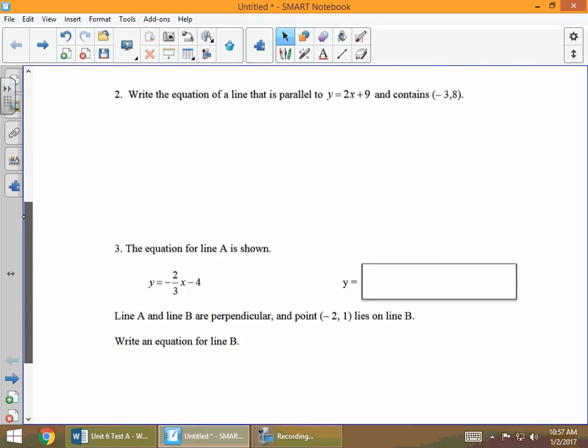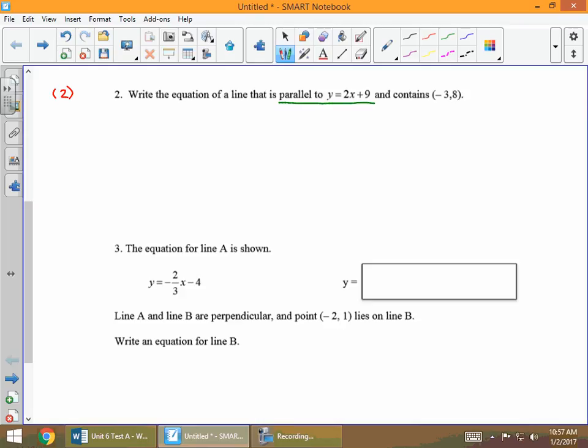All right, question number 2 says write the equation of the line that is parallel to y equals 2x plus 9 and contains the point negative 3, 8. This is worth 2 points. Give you a point for the slope and a point for the y-intercept. It says that it is parallel to this line, means it has to have the same slope. So that means you have to have a slope of 2. So if your equation has a slope of 2, that's worth a point.